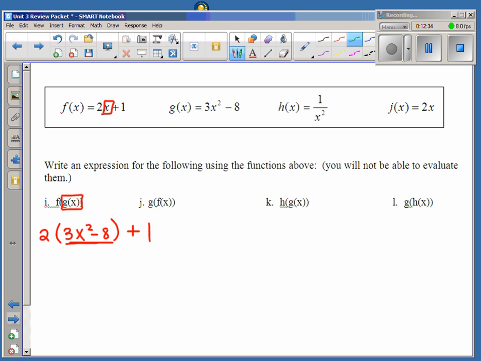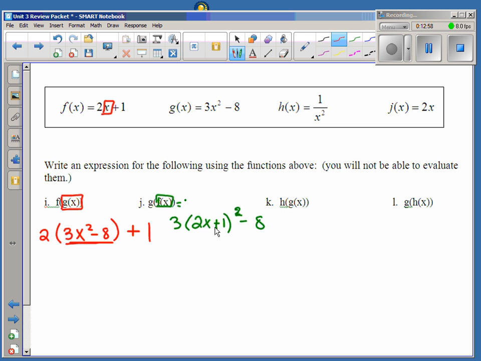Okay, so the next one I'm doing the opposite. I'm taking f of x and I'm replacing it for every x in g of x. So I'm going to write the g of x function, which is 3x squared minus 8. I'm going to need more space than that. Okay, since f of x is 2x plus 1, that's what I'm replacing x with in g of x. So that's what it looks like.